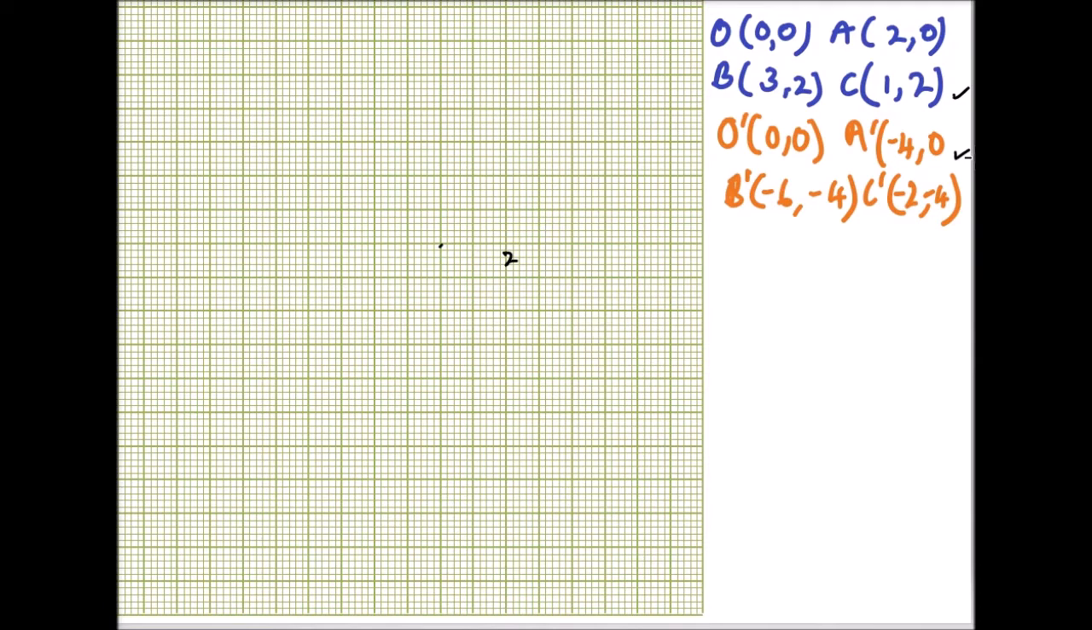So we have 2. Let's say this is a starting point. That's 4. That is 6, and that is our x-axis. The other side we have minus 2. We have minus 4. We have minus 6. We have minus 8. The y-axis we have 2. This is 4. This is 6. That is our y-axis. Always remember to label your axis. So this is minus 2. This is minus 4. This is minus 6. This is minus 8.